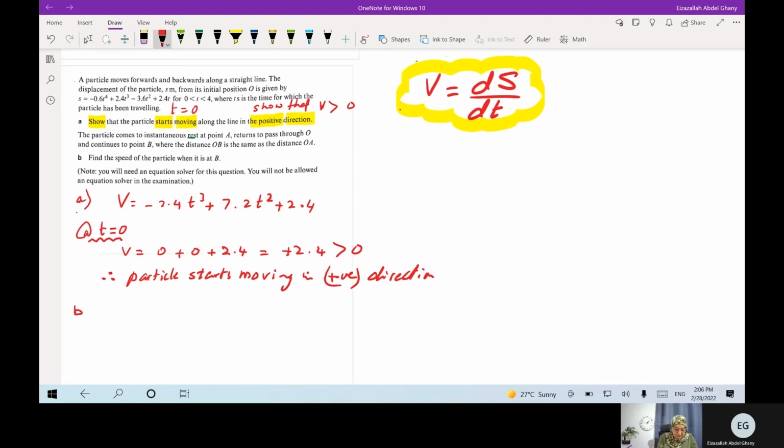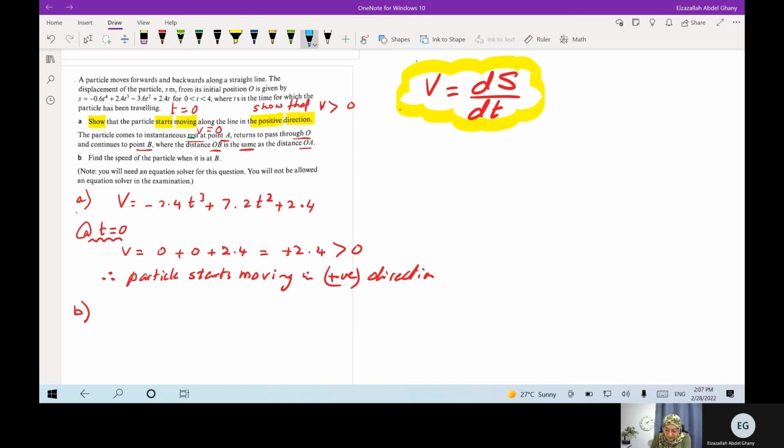Now part B. In part B, the particle comes to instantaneous rest at point A. What does this mean, instantaneous rest at point A? It means velocity equals 0 at point A, and returns to pass through O and continues to point B, where the distance OB is the same as the distance OA.